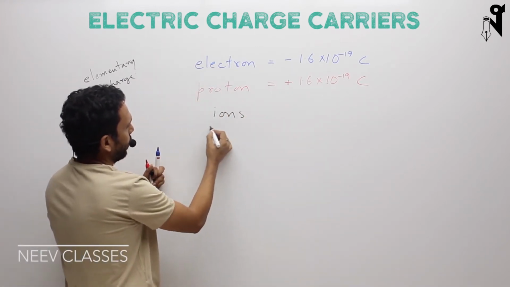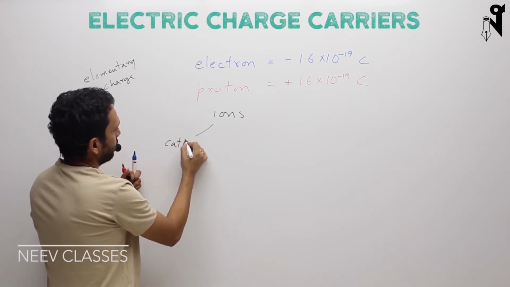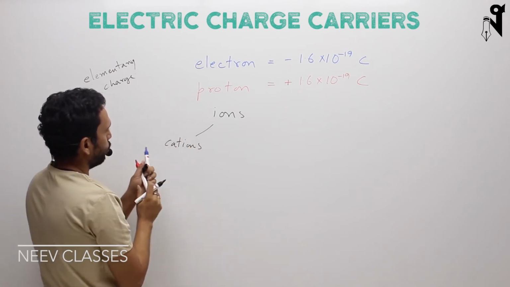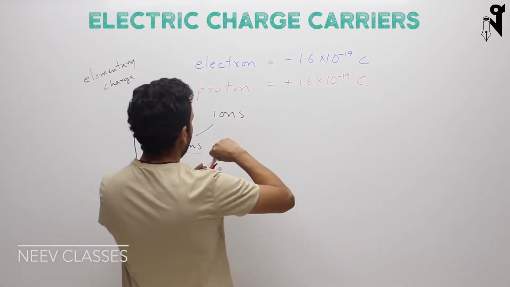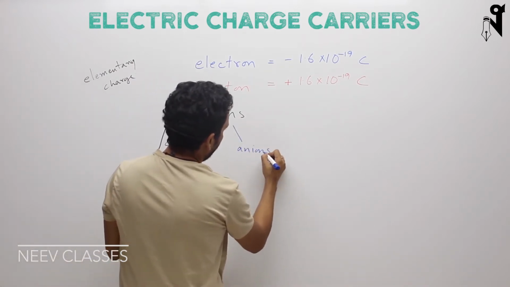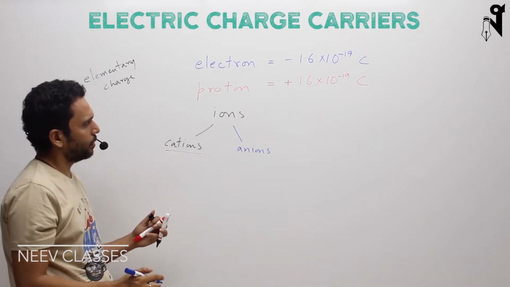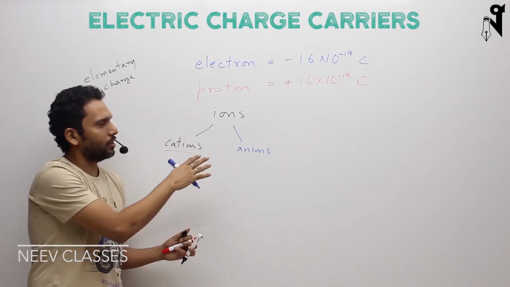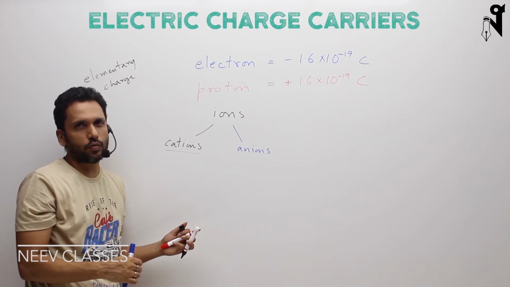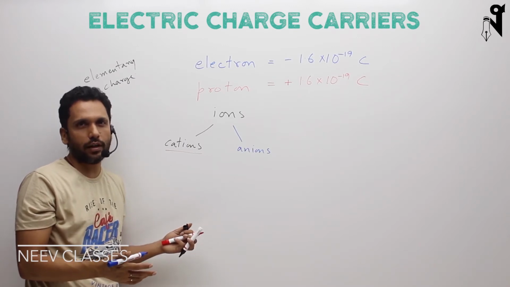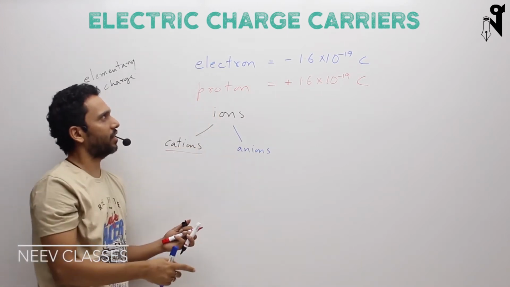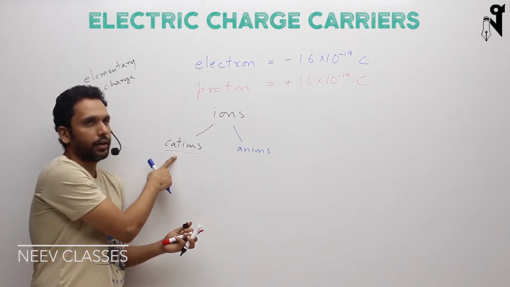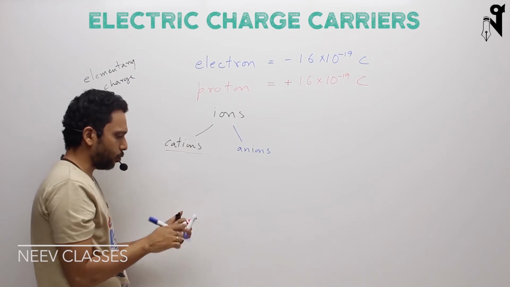So ions can be your cations, which are positive, say in red, and your anions, which are negative. So basically, what are ions? Ions are atoms which don't have an equal number of protons and electrons. If you have an excess of protons or, say, a dearth of electrons, then those are called cations.